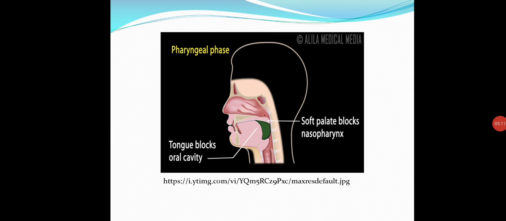Bolus moves over the back of the tongue, and the tongue blocks the oral cavity to prevent the food going back into the oral cavity. Epiglottis is pushed backward over the larynx. Larynx and vocal folds contract, covering the entry of the trachea to protect airways.